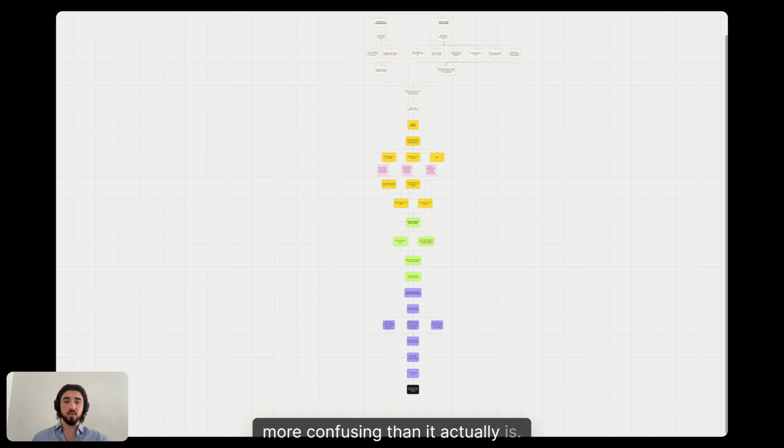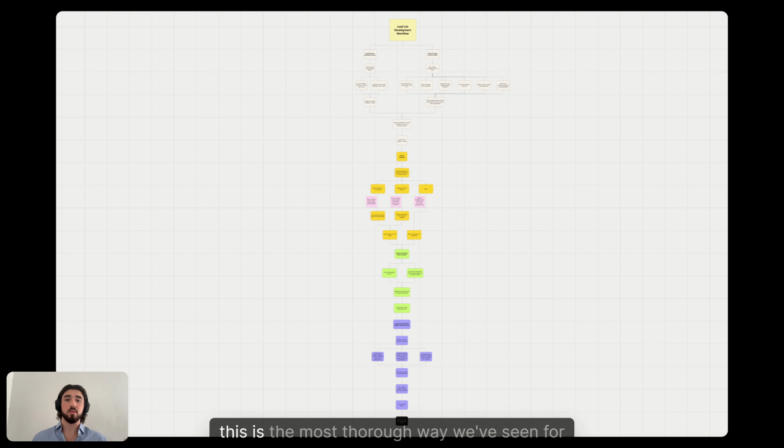Looks more confusing than it actually is. But yeah, this is the most thorough way we've seen for building targeted, qualified, and verified lists with extra contact data that we need for getting the most out of our campaigns, right?